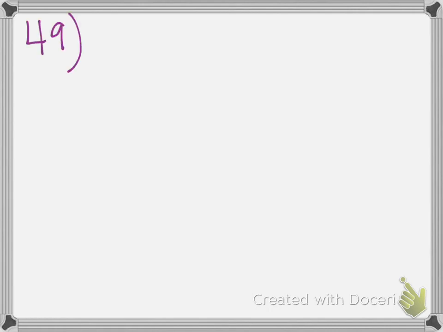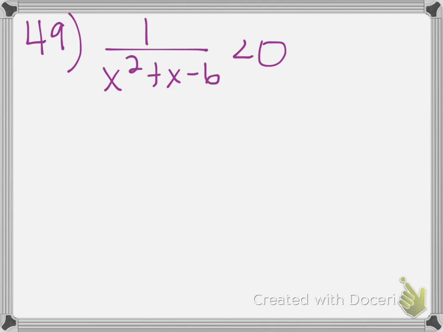So now let's look at number 49. We want to know the solution set of 1 over x squared plus x minus 6 is less than 0. This is one of those where you need to basically state your restrictions. Okay, for the most part, that's kind of what this is dealing with.